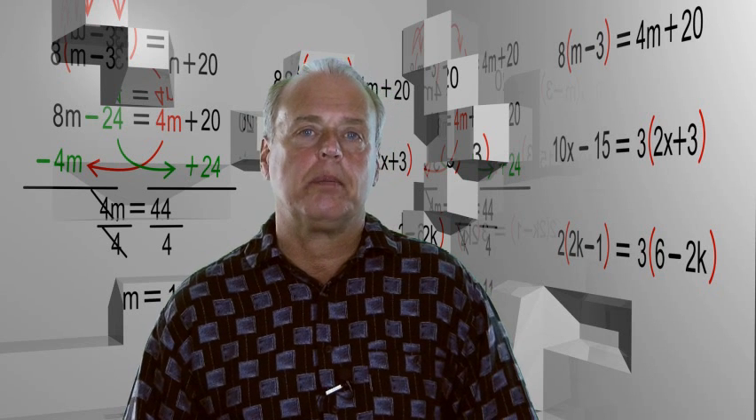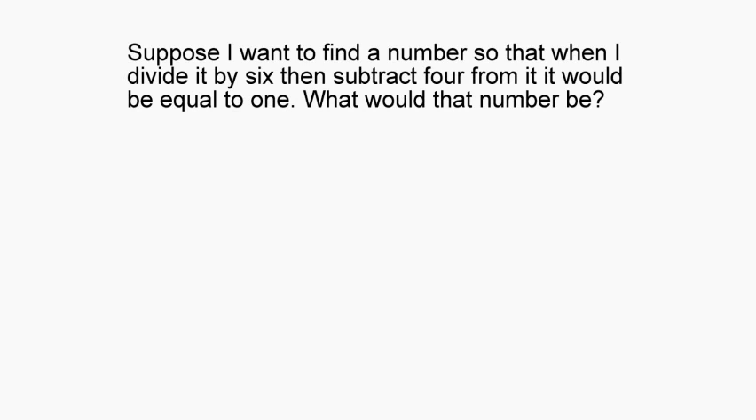How about another problem? Suppose I want to find a number so that when I divide it by 6, then subtract 4 from it, it will be equal to 1. What would that number be? Remember, this is just an arithmetic problem, and it looks like I'm going to have to work backwards to solve it because one of the pieces is missing.